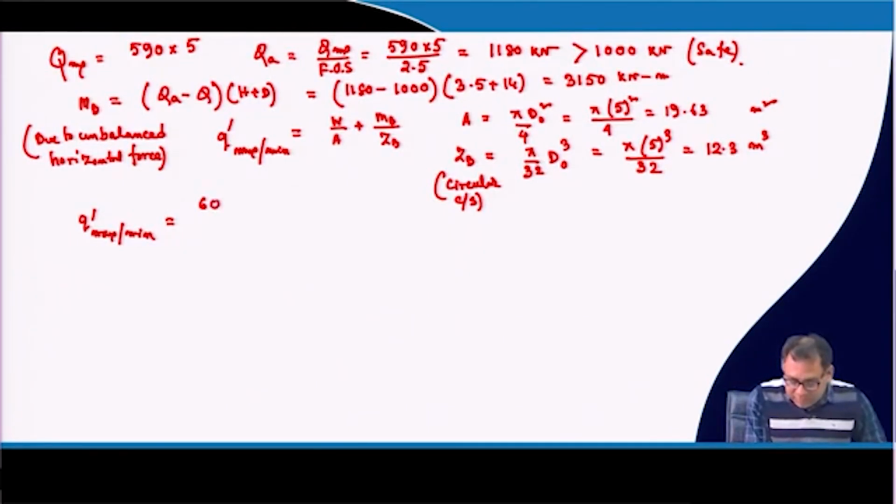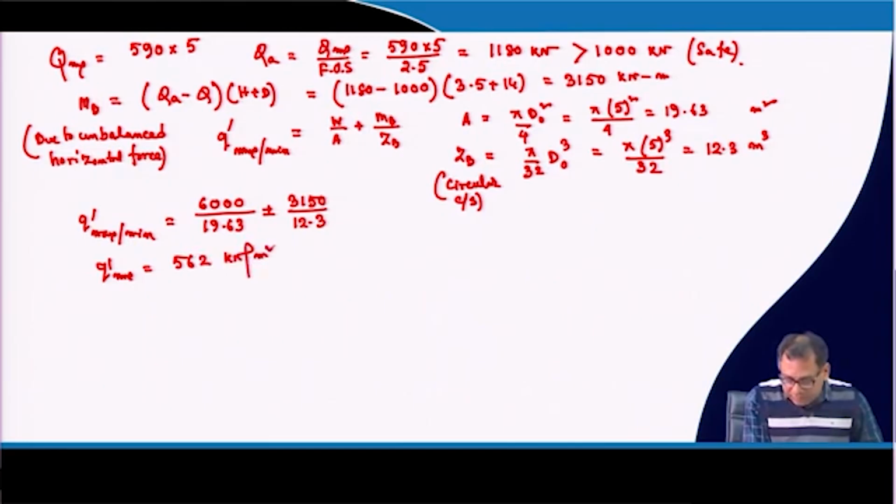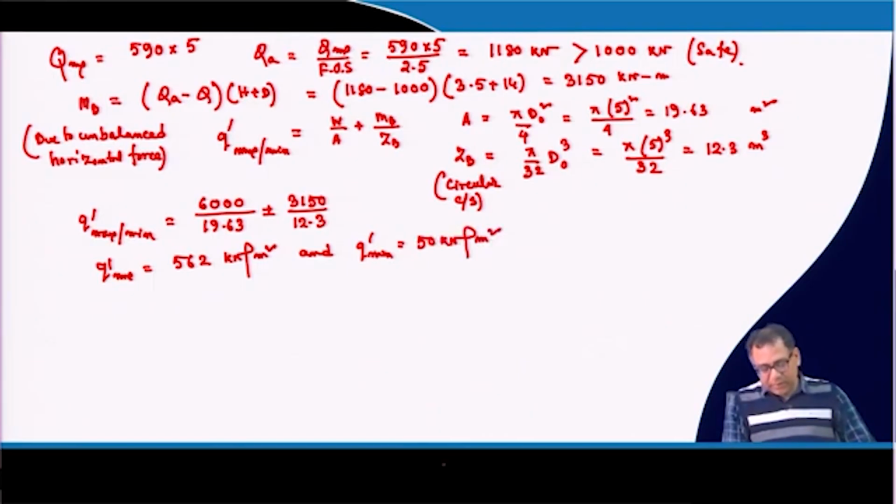So, this is 6000 divided by A, which is 19.63, plus or minus MB, which is 3150, divided by 12.3. So, Q dash max will be 562 kilonewton per meter square, and Q dash mean is equal to 50 kilonewton per meter square.